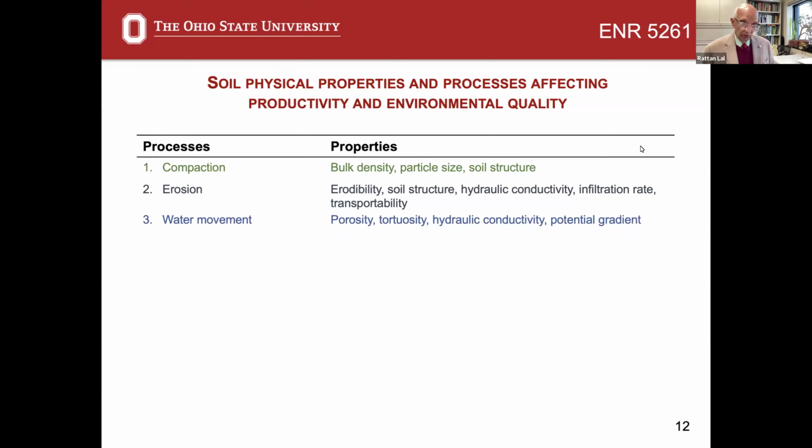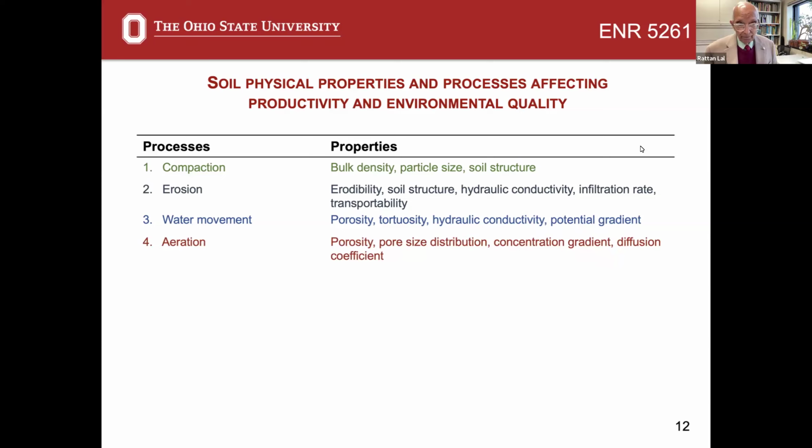Water movement is a process. Porosity is a property. Hydraulic conductivity is a property. Potential gradient, we will talk about when we talk about soil water. And tortuosity, the pathway, how long the actual path is vis-a-vis the direct distance between the two points, that's the tortuosity.